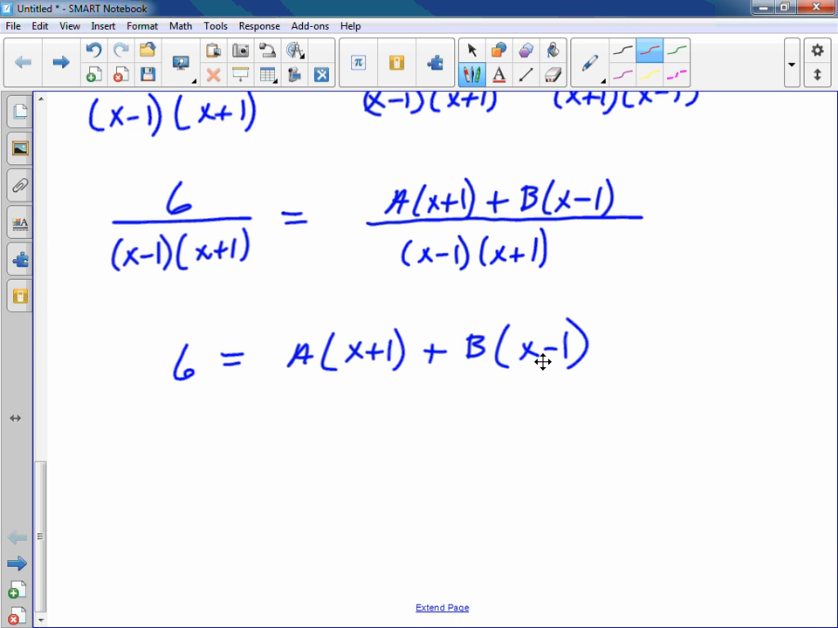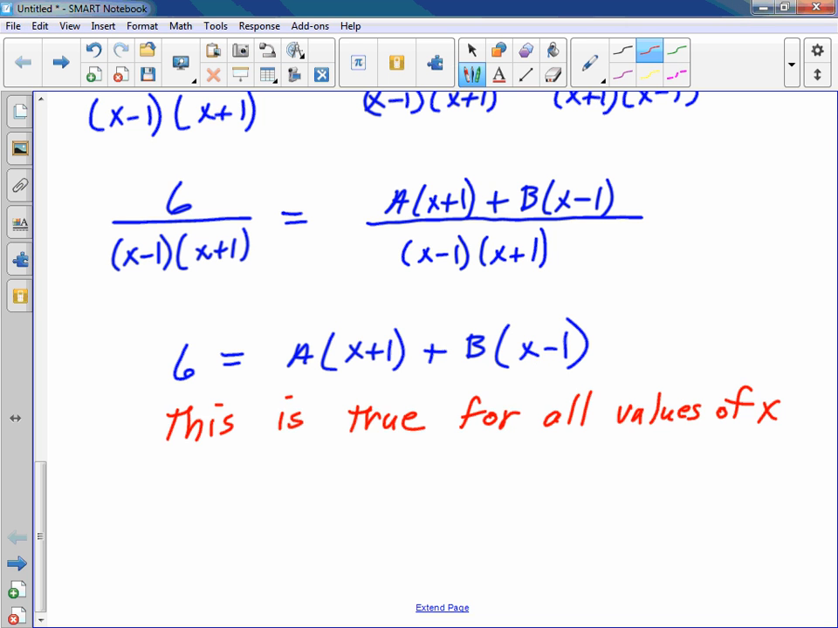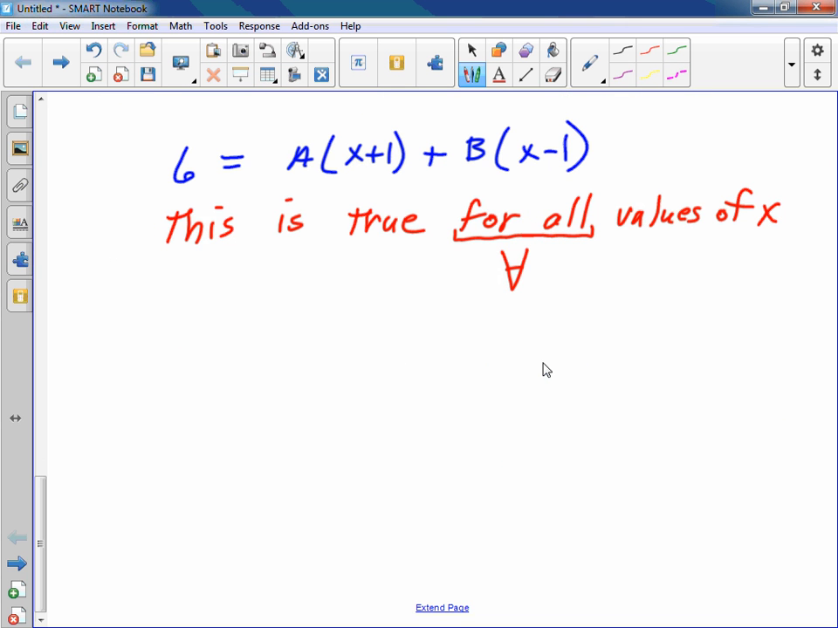Okay? I'm going to say this is true for all values of x. And if I were really cool, I'd use the upside down a for all. But I'm not going to do it just yet. You'll see a lot of college professors do that. So we have then, let's just pick a value. It's true for all values of x, so let x equal something easy.